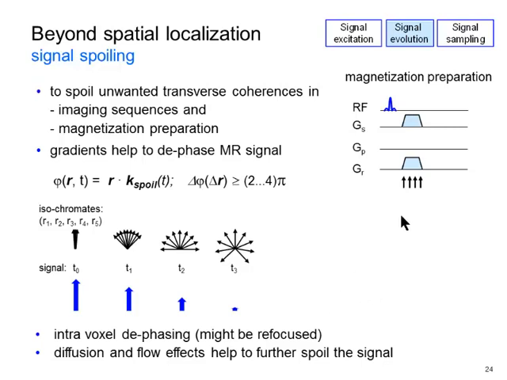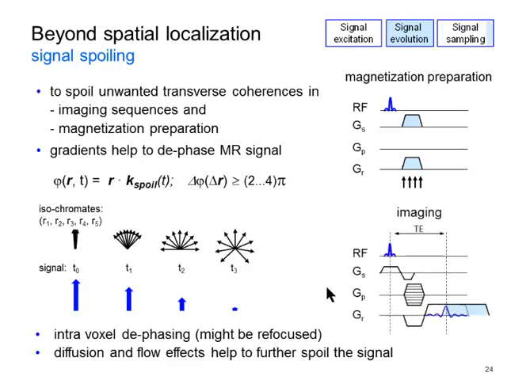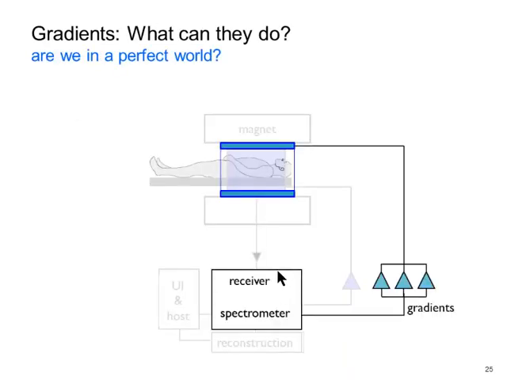And if you do this, you are able to select the coherences you are interested in, or you are able to spoil transverse magnetization completely. So this is a little example how we are doing this in everyday practice in FLASH, FFE, or gradient echo sequences. We are just adding a little spoiling at the end. All right, question, are we living in a perfect world? And the answer is very simple, no.